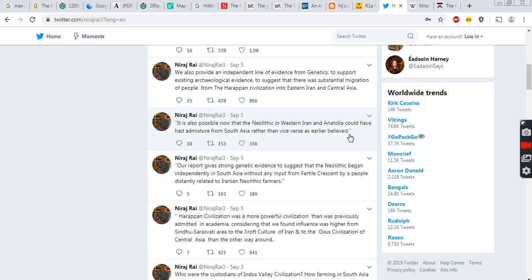There is an Iranian-related input in Anatolia, that's for certain. So even if India and Iran were sharing ancestry and there was a migration from Iran into Anatolia, that explains the Hittite languages and all that over there. So that's one thing that he said, and he's also saying that there was substantial migration of people from the Harappan civilization into eastern Iran and Central Asia. That's already proven with these studies. And he's saying that you can also further show probably in future that in western Iran and Anatolia we could also have had admixture from South Asia.